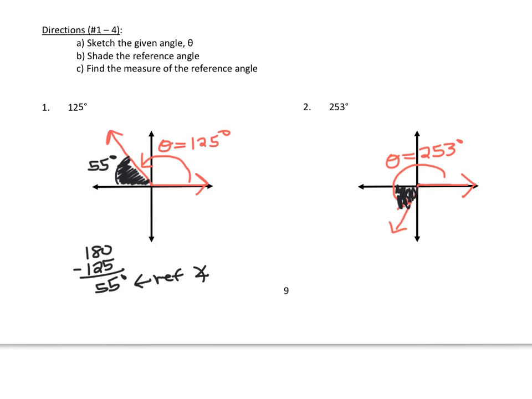Now, let's just think about this. If we know that this entire angle is 253 degrees, and we know from here to here is 180, if we want to figure out what this part is, can't we do 253 minus 180? And wouldn't that leave us with this shaded part right here? Okay, so 253 minus 180 is equal to 73 degrees. So our reference angle in number 2, I'm going to just put that right in here, would be 73 degrees.